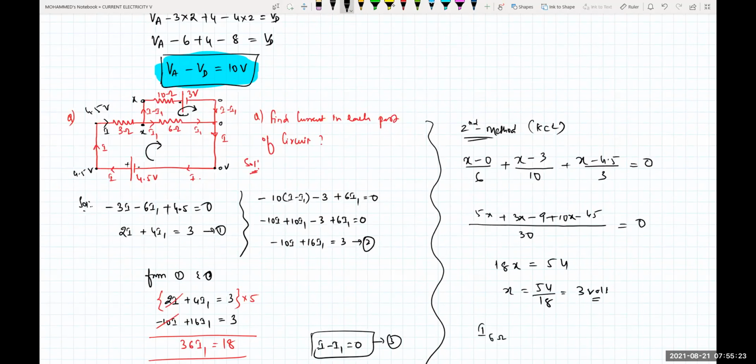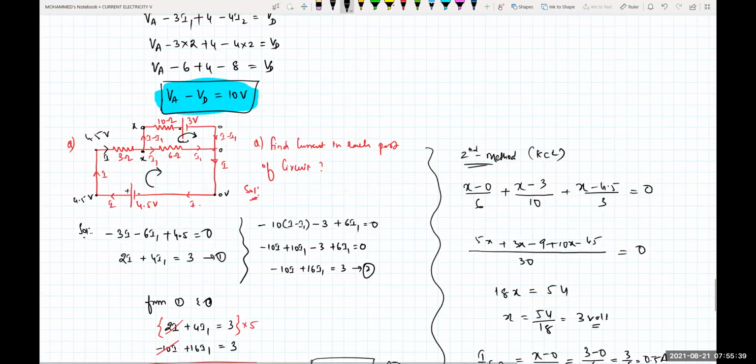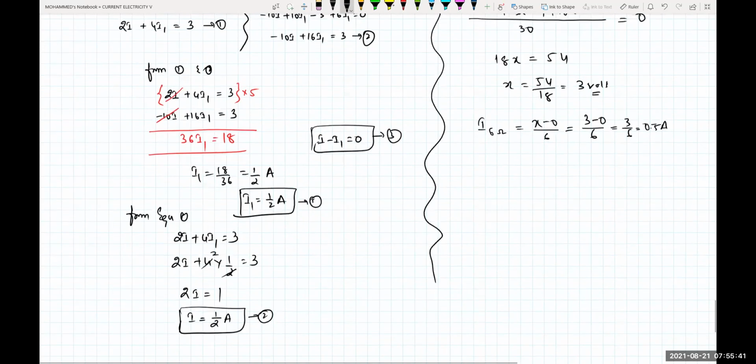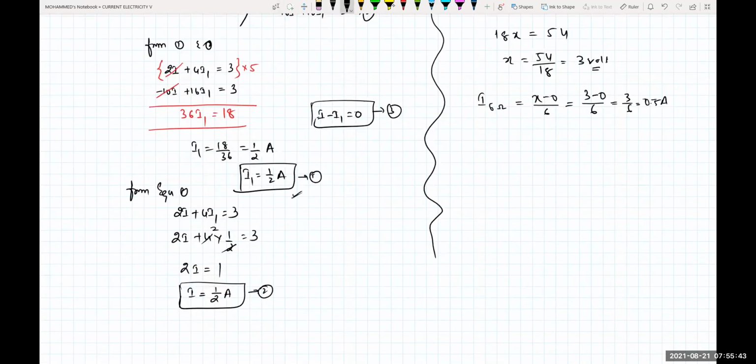Current through the 6 ohms is (x minus 0) divided by 6. The x value is how much? (3 minus 0) divided by 6. That means it is 3 by 6. 3 by 6 means how much for me? 0.5 ampere. Check whether you got the same. I1 is equal to this one.